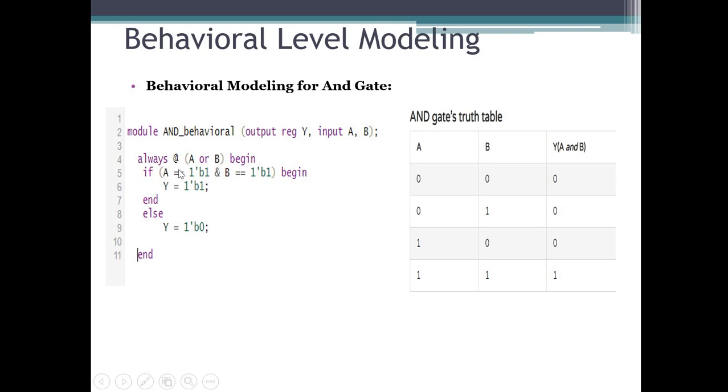Now there are two blocks, always and initial blocks. Again, we will see later. For now, just understand always. Here we are going to use always at the rate. The at the rate signal will tell the change of any of these signals. So it is saying always at the rate A or B, meaning whenever this A or B changes, it will reflect. We'll see later what exactly always does.